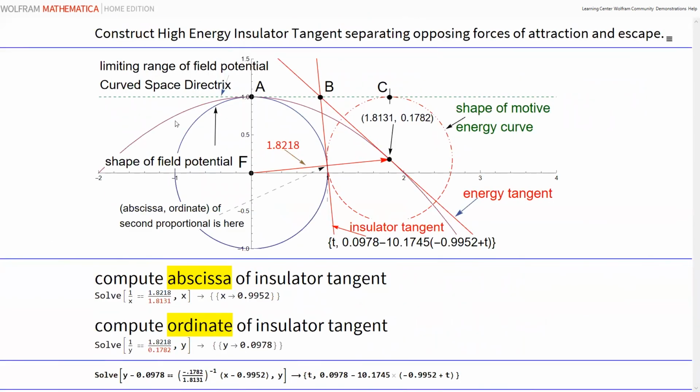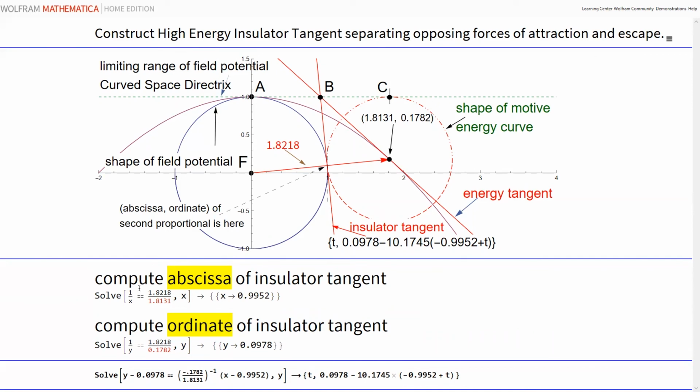Constructing the high energy insulator tangent, separating opposing forces of attraction and escape. The first thing you're going to notice about an insulator tangent is that it's always normal to the position vector. To find a parametric description of this tangent, we need to find the abscissa and ordinate of the contact point between the opposing energies of the field. Here is this side's motion, this side's potential. To do that, we're going to use the right triangle proportional. The first reference hypotenuse will be that of potential, 1 unit. Second reference hypotenuse, the position vector.